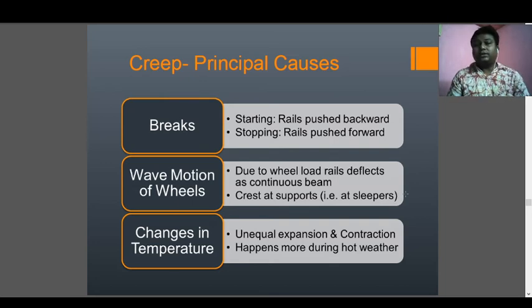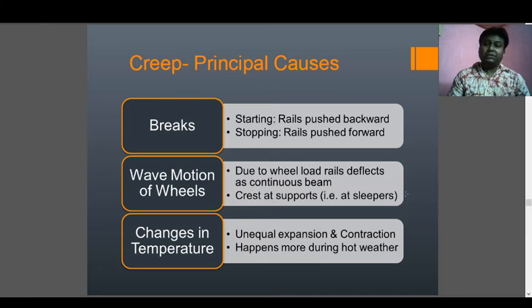At starting, the rail is pushed back, and at stopping, the rail is pushed forward. This pushing back and pushing forward are the responsible parameters for creep in the railway. Next is the wave motion of the wheels. Due to the wheel loads, the rail deflects as a continuous beam and is crushed at the support. So this is the wave motion of the wheel.